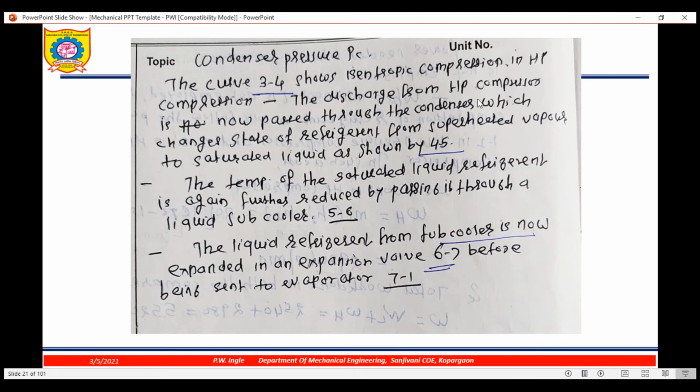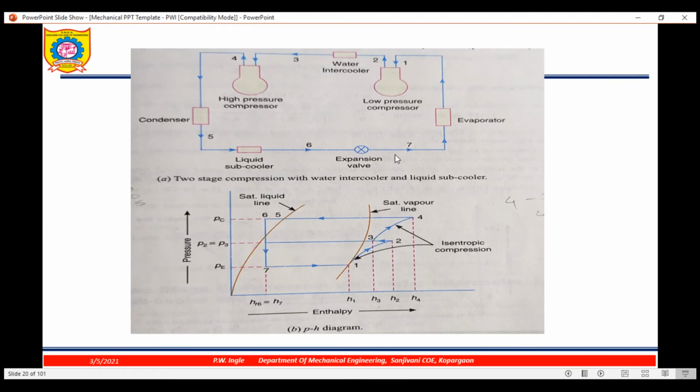The discharge from the high pressure compressor is now passed through the condenser, which changes the state of the refrigerant from superheated vapor to saturated liquid, as shown by 4 to 5. So 4 to 5 is what? Condensation process. So you are getting refrigerant in liquid condition over here, state 5.